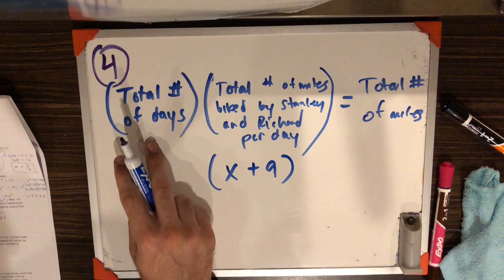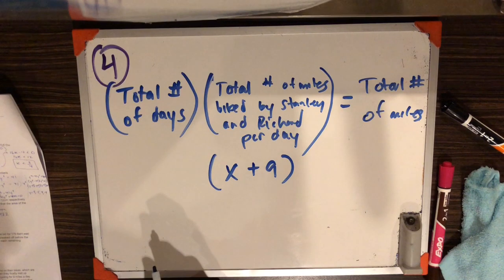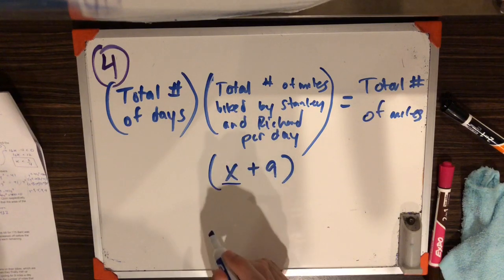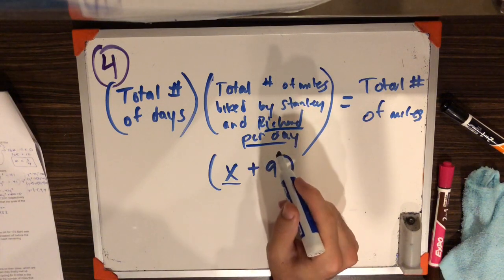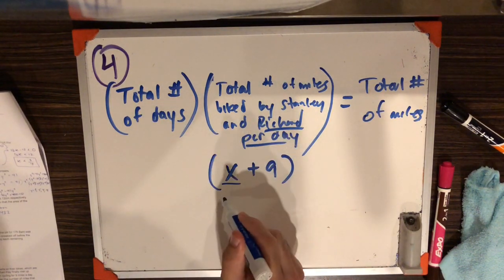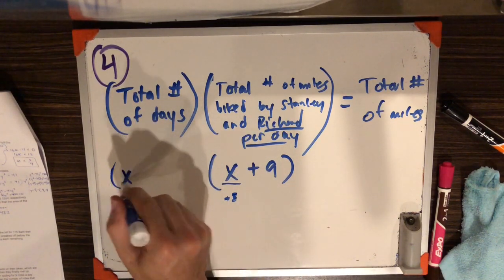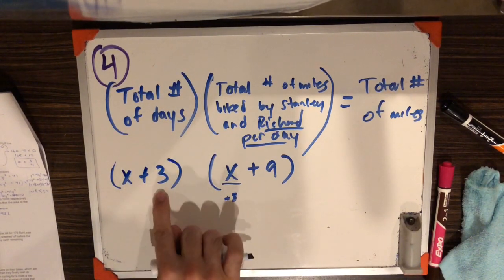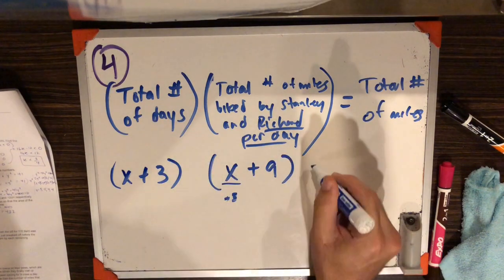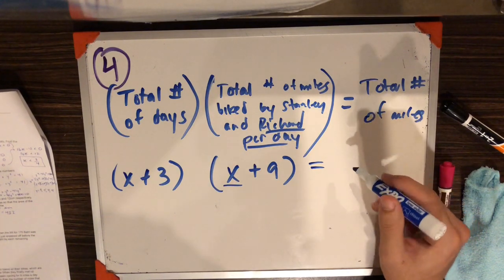All right, as far as the total number of days, it did mention that the number of days for the adventure is 3 more than the number of miles that Mr. Richard rode. Well, if X represents the number of miles that Mr. Richard did per day, and I know the number of days is 3 more than that, okay, we can symbolize the total number of days by saying X plus 3, right? The number of miles that Mr. Richard rode plus 3. That's the clue that they gave us. Now the number of total miles, okay, that would end up being, they did mention 247.